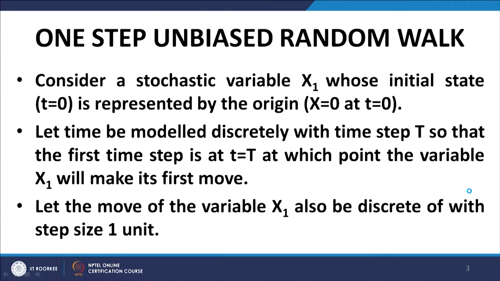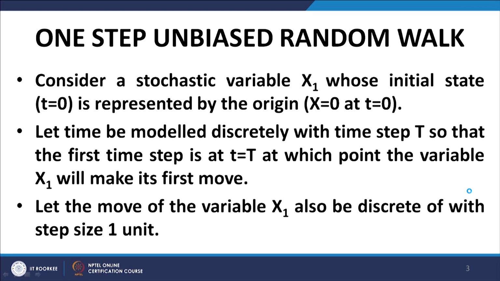Now we move on to the concept of Brownian motion, which in a sense is an application of the concept of stochastic processes. Let us start with the fundamental building block of Brownian motion, which is a one step unbiased random walk. What is a random walk? Let us discuss with an example.